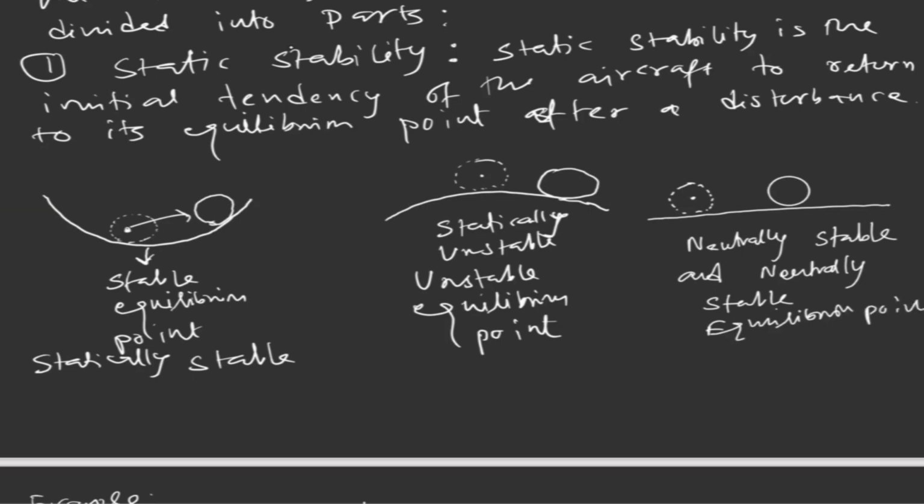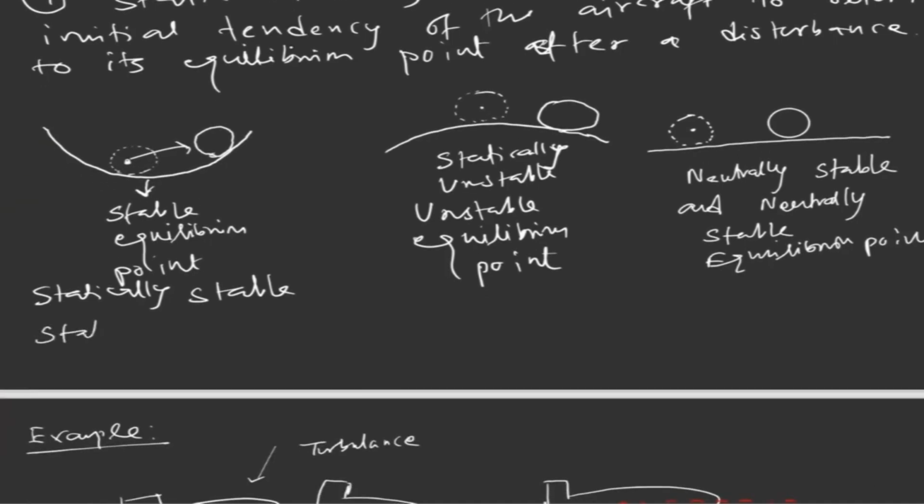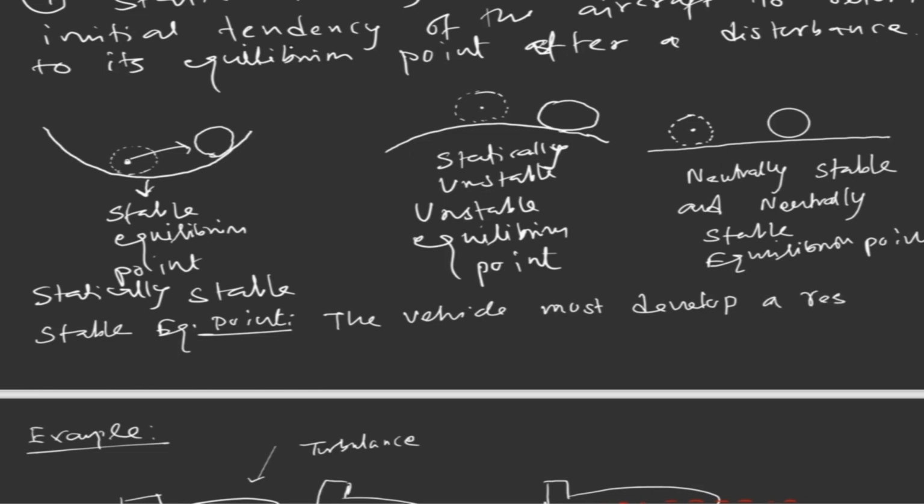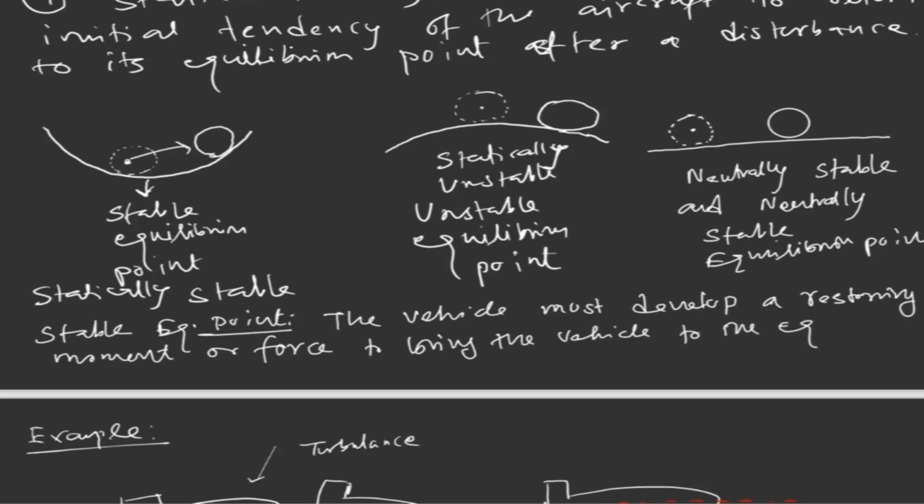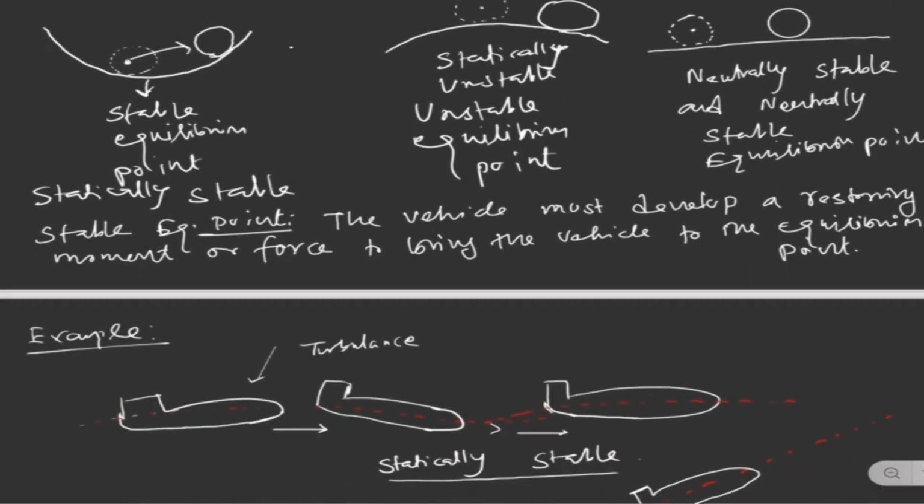From this example, we can conclude that if you have a stable equilibrium point, the vehicle must develop a restoring moment or force to bring the vehicle to the equilibrium point. Now let's extend this concept to our aircraft.